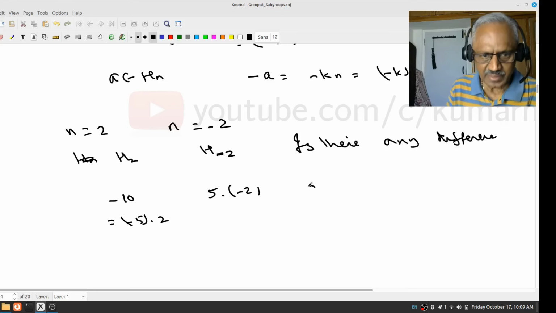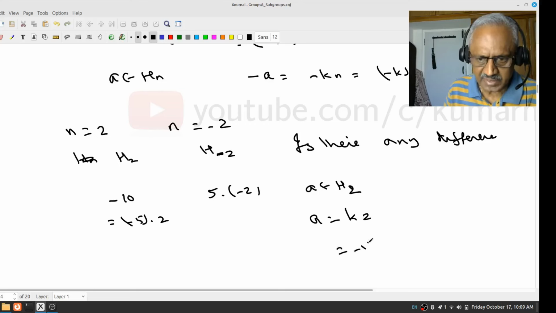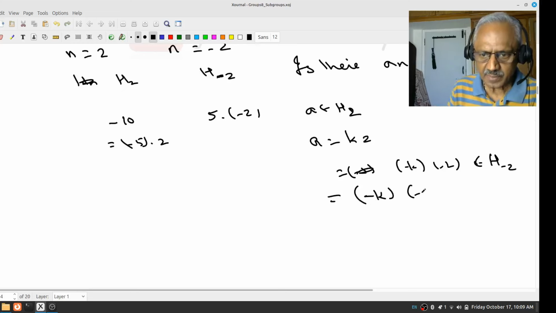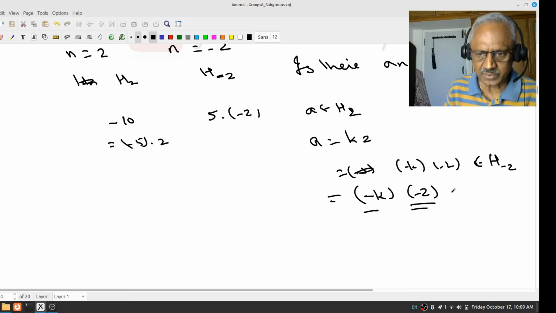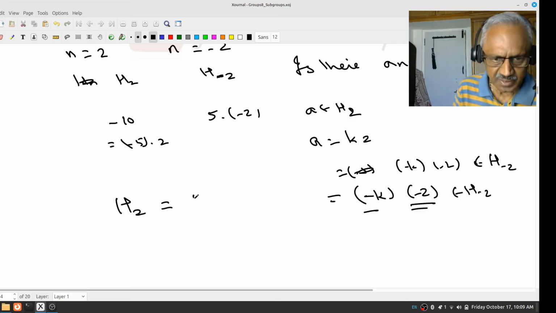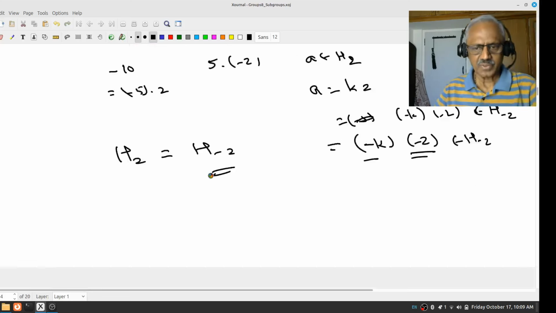Because any element, if a is in h2, that means a is of the form k times 2, right? But that is also in minus 2, because it's minus k times minus 2. Therefore, it is in h of minus 2. Are you following? This is minus k times minus 2. This is also an integer, therefore it's an integral multiple of minus 2, therefore this is h of minus 2. And conversely, therefore we see h2 is the same as h of minus 2.